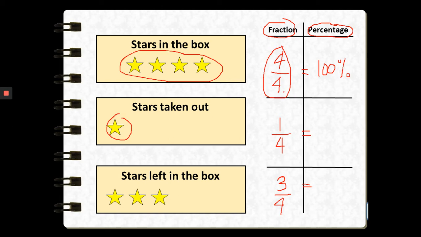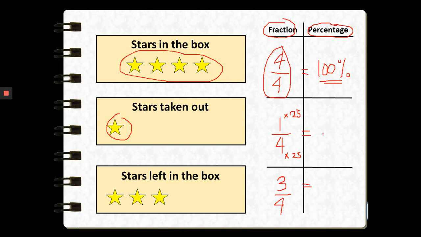But if you do, you still get the same answer, 100. Okay, so here, let's find the fraction of the stars, the percentage of the stars that was taken out. What are you going to multiply to 4 that will make it 100? 4 times 25, right? So we multiply the numerator and the denominator by 25.